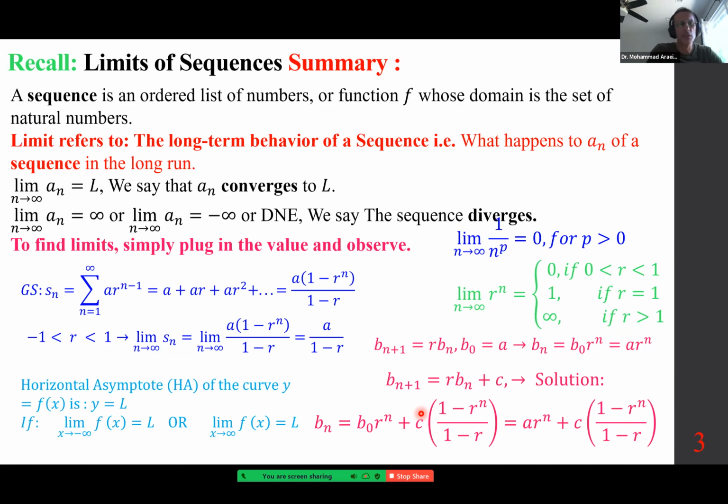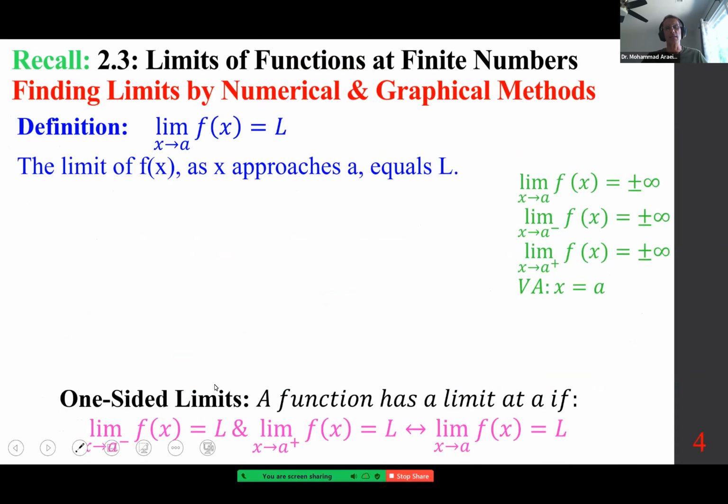Also, we discussed HA, horizontal asymptote. If you take a limit of the function as x approaches negative infinity or positive infinity, and the answer is L, the line y equals L is called HA, or the horizontal asymptote. And while we are at it, if the limit blows up to infinity or negative infinity, then x equals A is VA, or vertical asymptote.